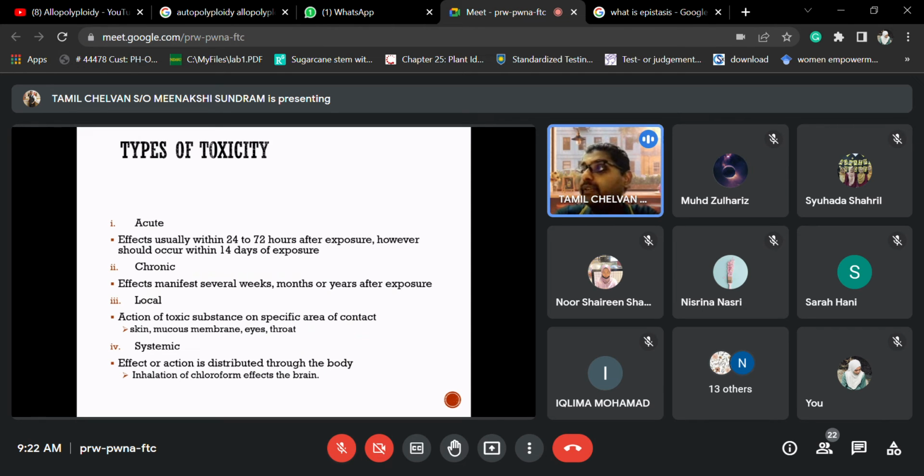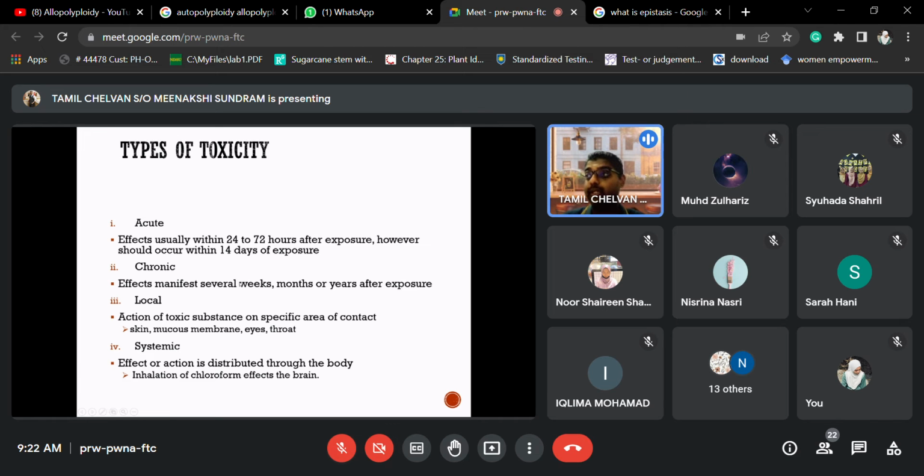Okay, effects usually within 24 to 72 hours after exposure. However, should occur within 14 days of exposure. So acute and chronic disease, they are acute disease, chronic disease. Acute, if it's sudden, it affects now, it gives effect right away, very very fast, very very immediate. That's why they said acute toxicity is 24 to 72 hours.